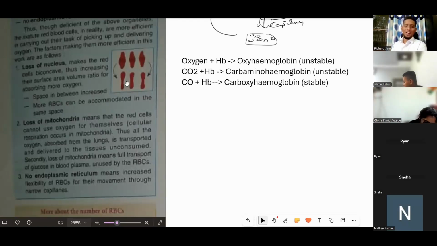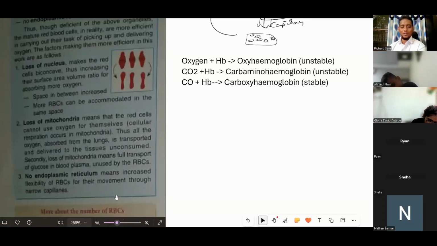So if the RBCs had mitochondria, it would have used up the oxygen. It's carrying oxygen for itself or for others? Who is it carrying oxygen for? For other cells. If the RBCs had mitochondria, what would have happened? They only would have used up the oxygen, right? So good they don't have mitochondria, so that they don't use up the oxygen that it's carrying.